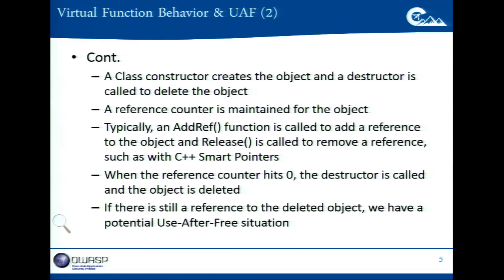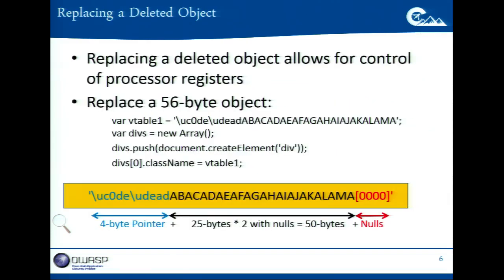Something that's supposed to be there was prematurely deleted, and therefore, what happens? Well, if we can replace that object with something malicious, then we can get control of that user's browser and hopefully their system. So replacing the deleted object allows for control. Remember the first double or quad word I said is the vpointer. Well, what if we could somehow replace that object that's been freed, and then trigger the use after free bug so that object gets dereferenced, the pointer out of it, but it's now our pointer? That means we get control of processor registers and we can tell it what to do at that point.